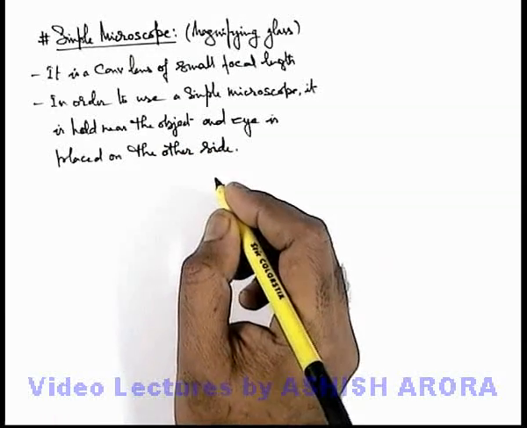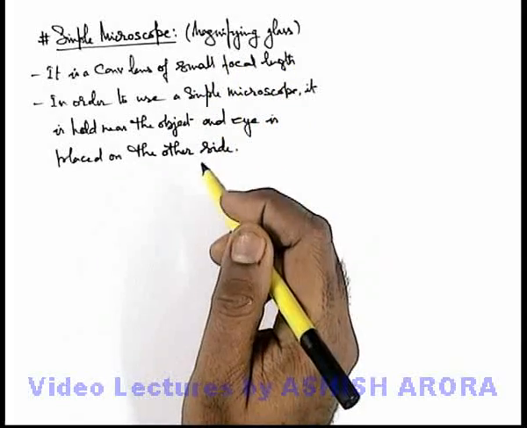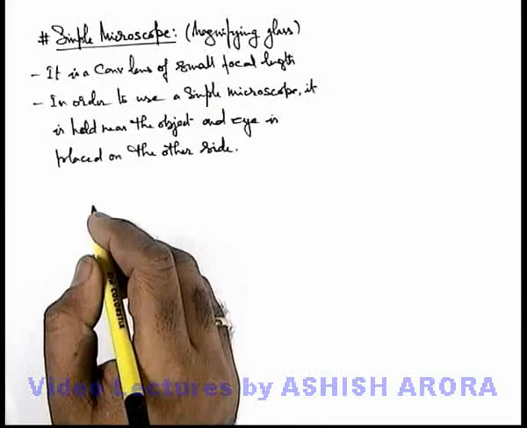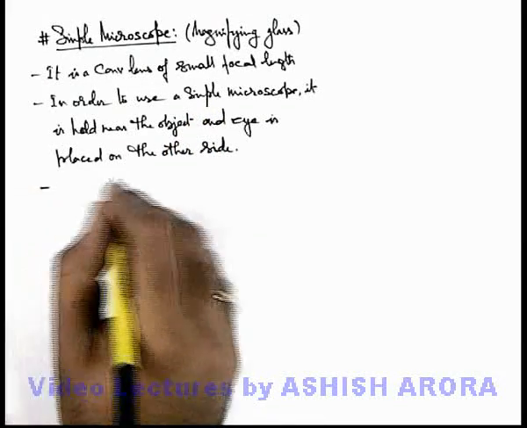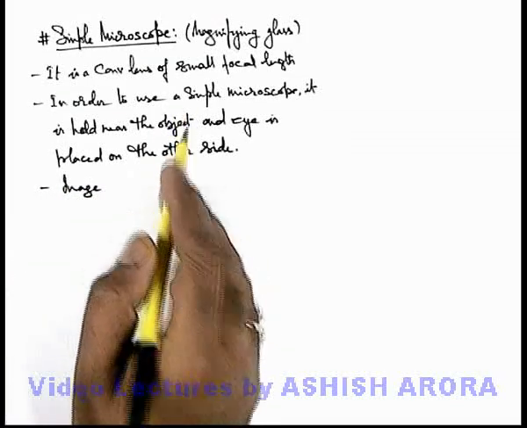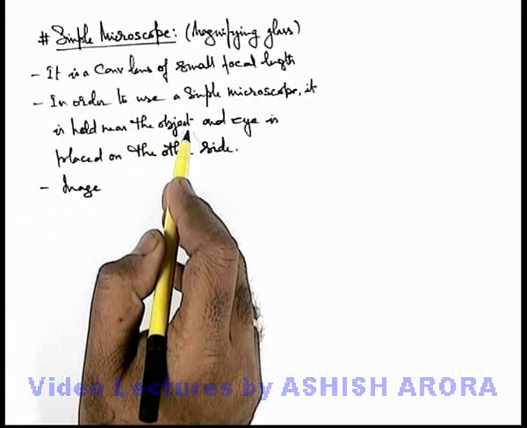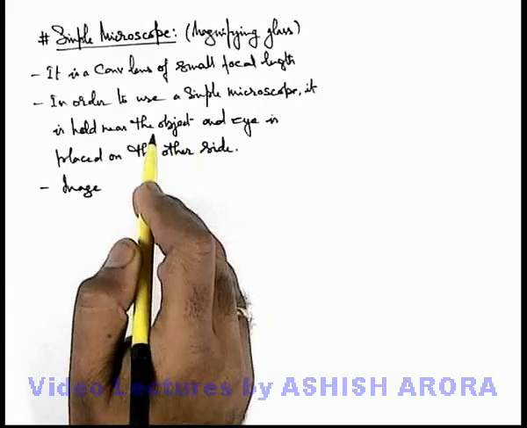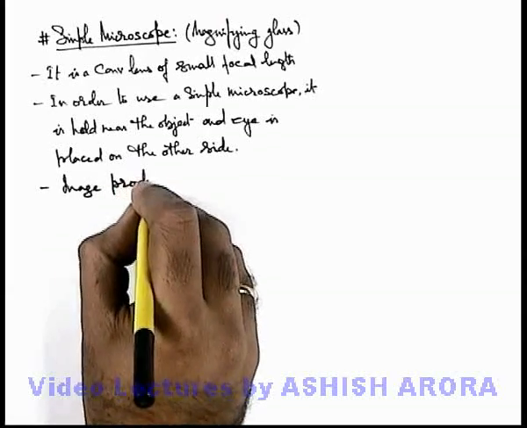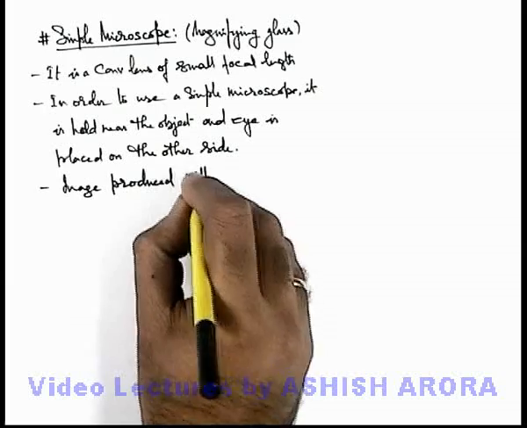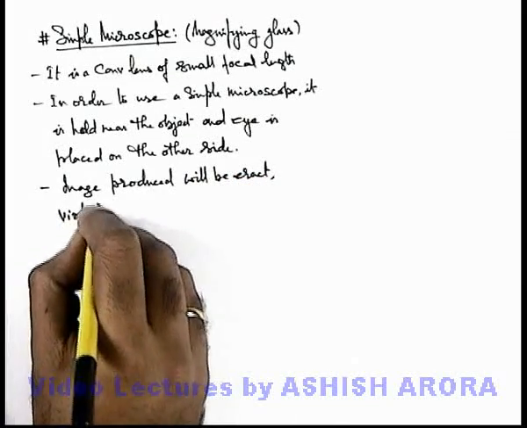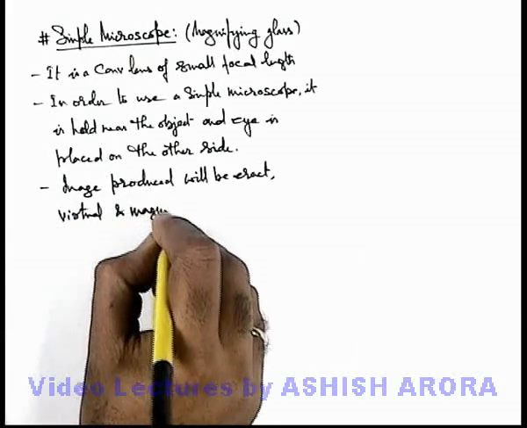I think all of you might have seen a magnifying glass in your physics labs, or you might have used it at home also. And using a magnifying glass or a simple microscope, the object is kept at a position between the optic center and the focal point of the lens. So the image produced will be erect, virtual, and magnified.